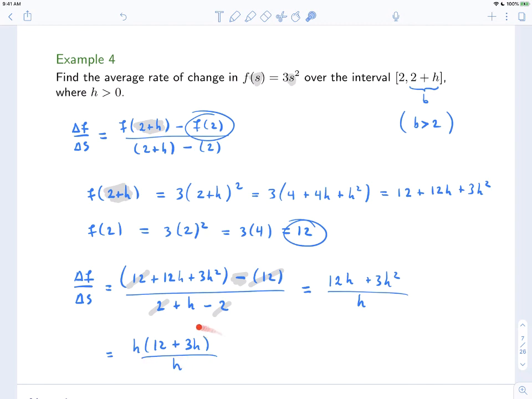This is distribution. This is the distributive property. H times (12 plus 3h), you multiply the h by each one of these. 12h plus 3h times h. 3h times h is 3h squared. But now we see that there's a factor of h in the numerator and a factor of h in the denominator, so these will cancel. And you're just left with 12 plus 3h, like so.